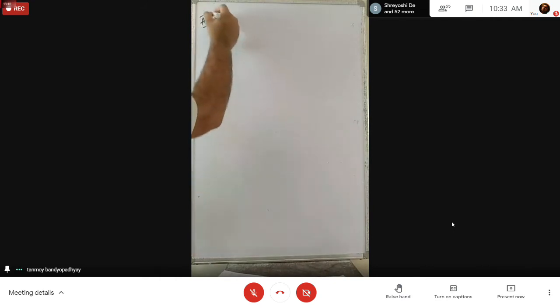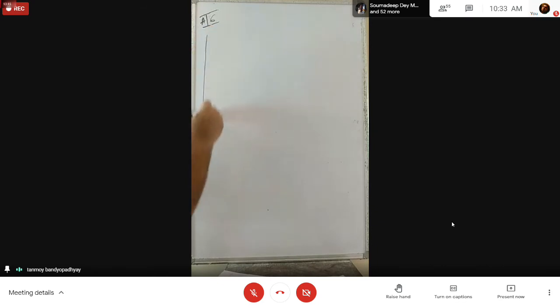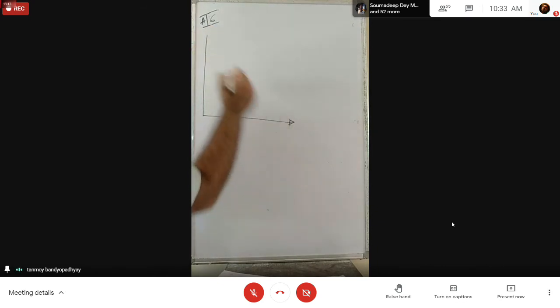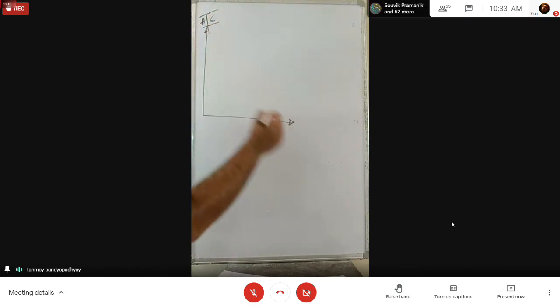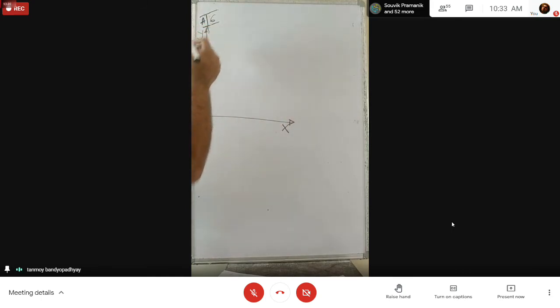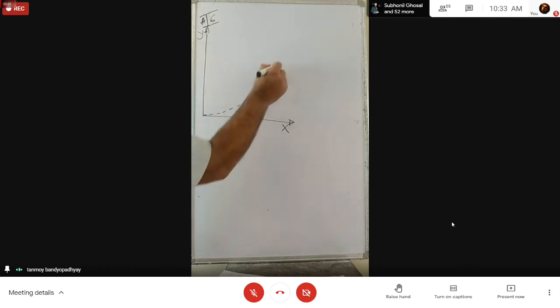So problem number A6. This sort of problem we will do basically. This is the same thing as what we have done while calculating the centroid. This is an area being bound by a curve. So this is a curve. There is a curve like this.